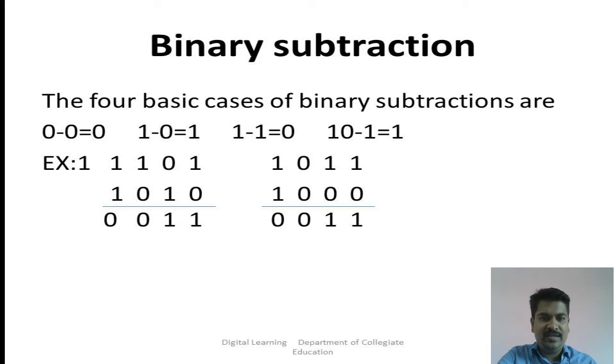0 minus 1, as I told you, it is 1. Now this digit becomes 0. 0 minus 0 will be 0. And finally it is 1 minus 1, which will be 0. It's a very simple example. And I have taken another example of subtracting 1000 from 1011.